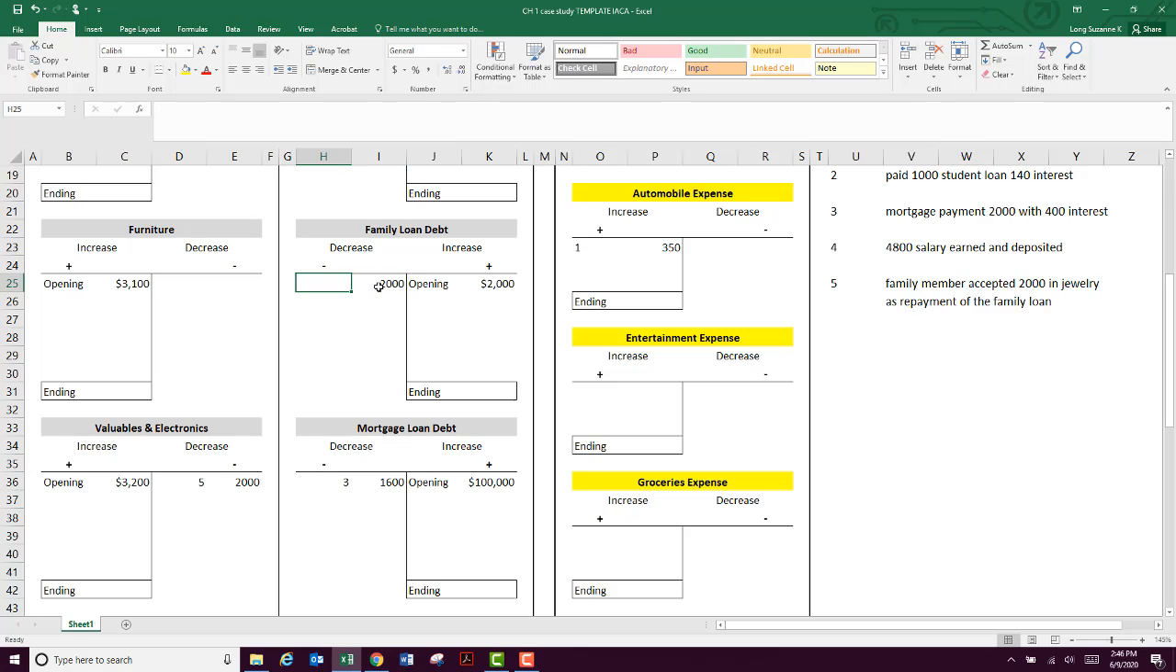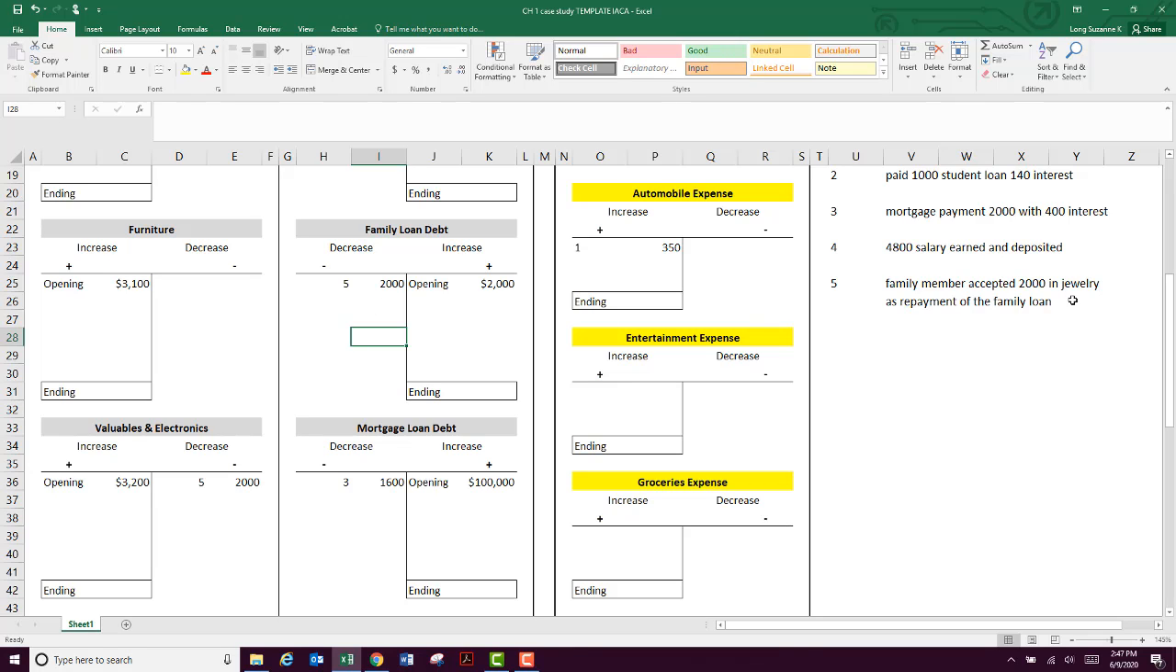Let's get this one in and then we can kind of talk about it in a minute. So valuables is decreasing. Jewelry's going down, decrease valuables and electronics. And this debt is going down, this weird little $2,000 family loan debt. It's sitting at a balance of $2,000 and we're decreasing it by $2,000, so this is all paid up now. You know, we're square. Interesting transaction for chapter 1. Personal accounting. I love it.